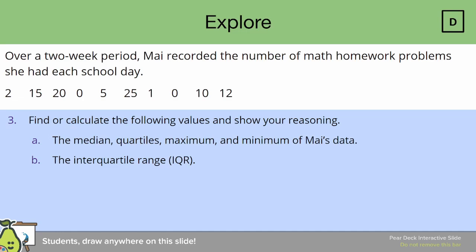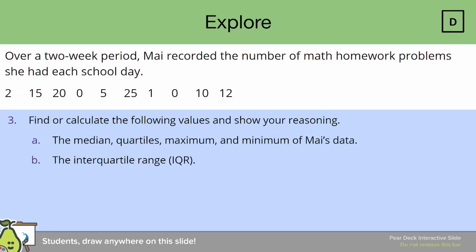All right, welcome back. If you said when they say quartiles, they are referring to quartile 1 and quartile 3, then you are correct. Nicely done. Finally, they're asking us for the interquartile range, which is the IQR. And we're going to talk more about that one momentarily. So go ahead, why don't you pause this video and try to find the median, the first quartile, the third quartile, the maximum and minimum values of May's data.